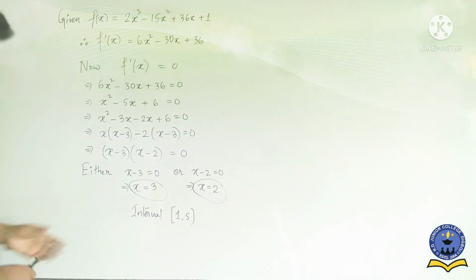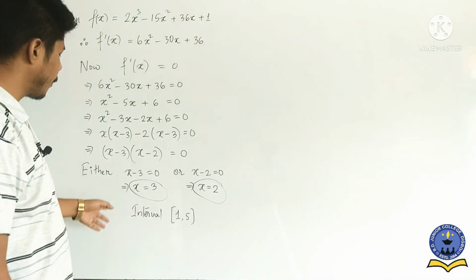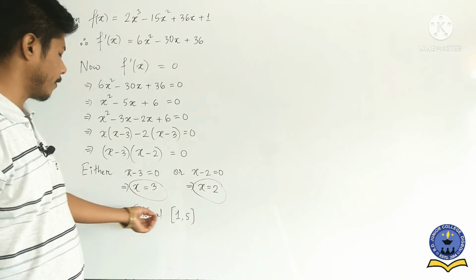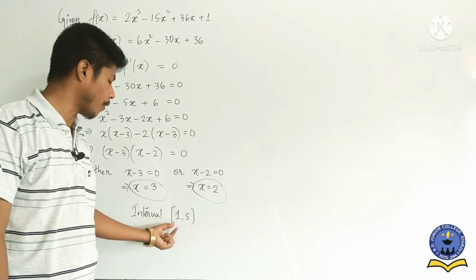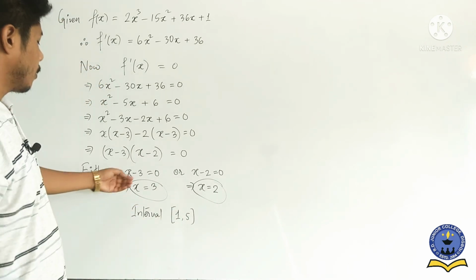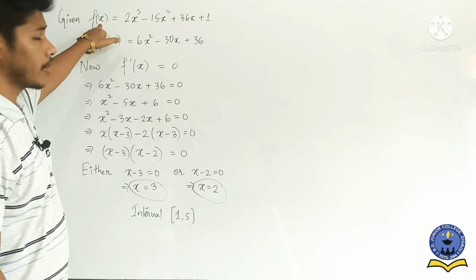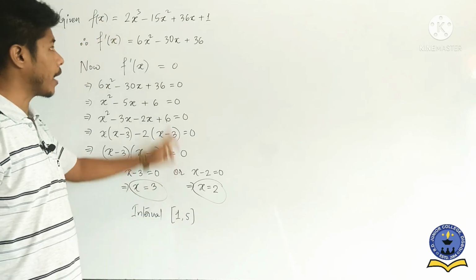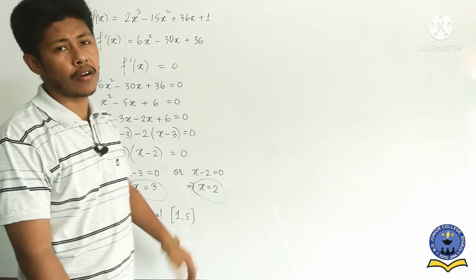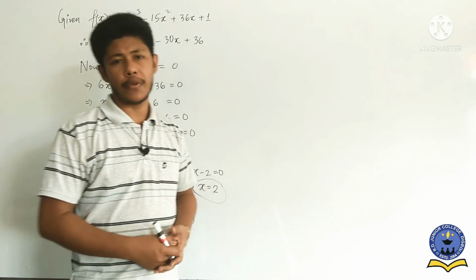Is it clear? So now if you see, the critical points we get are x equal to 3 and x equal to 2, as well as the closed interval given here is 1 and 5, isn't it? So in this case we have to put the critical points in the given function, as well as the end points also. And after that we have to calculate and check what is the maximum or minimum value.